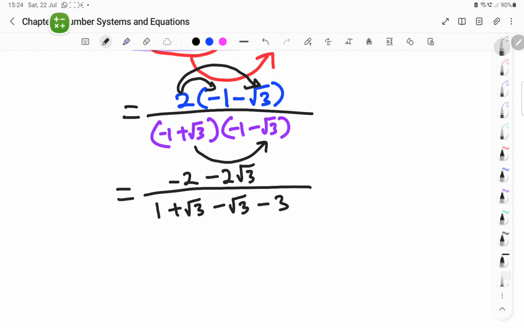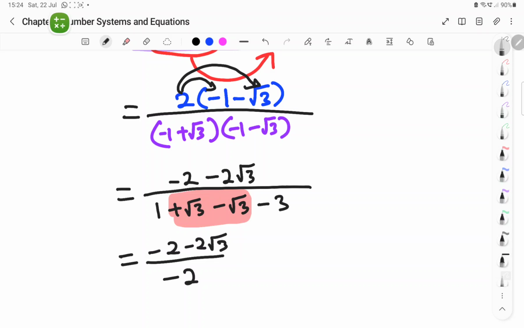Okay, now, if you notice, this part, they are just the same thing. They cancel each other. So, the middle part becomes 0. Leave us with 1 minus 3. 1 minus 3, which is minus 2. So minus 2 square root of 3 over minus 2.